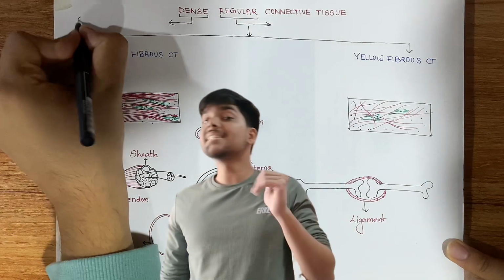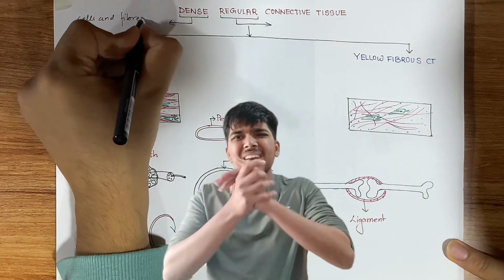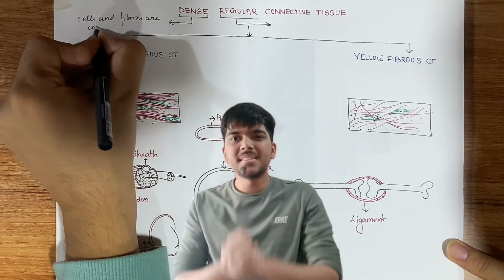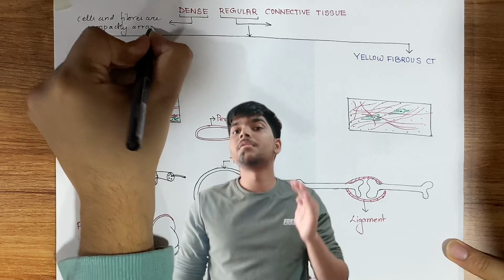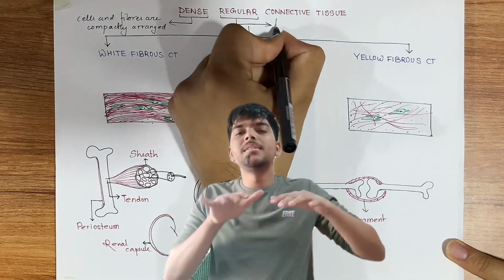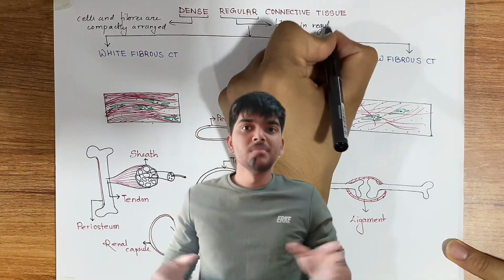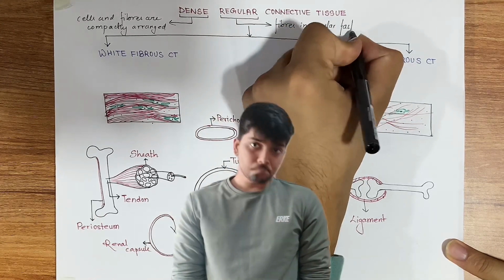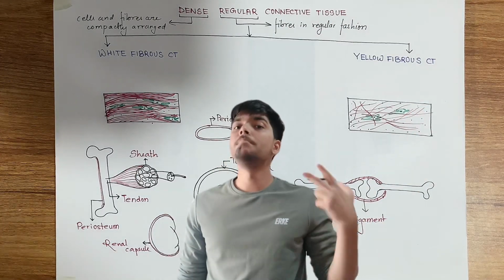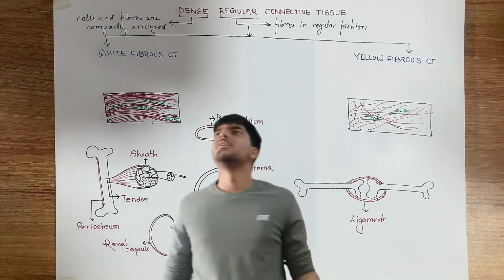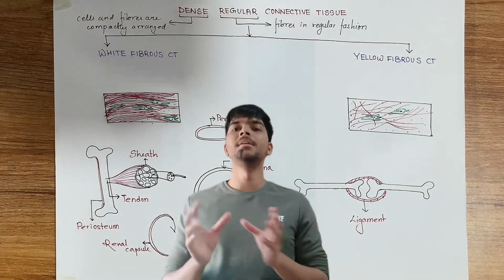Firstly, it's a dense connective tissue because the fibers and cells that are found are compactly arranged. That is, they are very close to each other. And it's regular because the fibers are arranged in a regular fashion and not randomly spread. It's kept under proper connective tissue because it contains cells and fibers, and they are present in a matrix. Okay, now let's look at the two types of dense regular connective tissue.